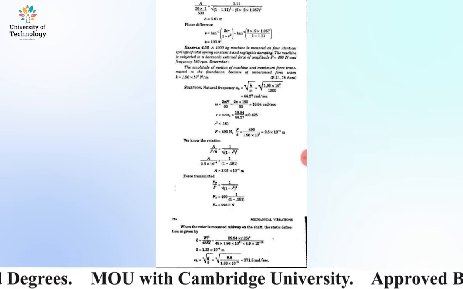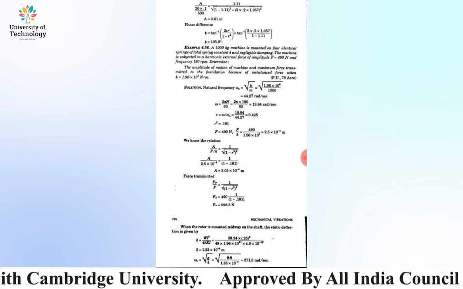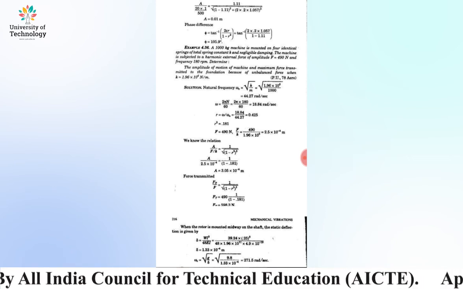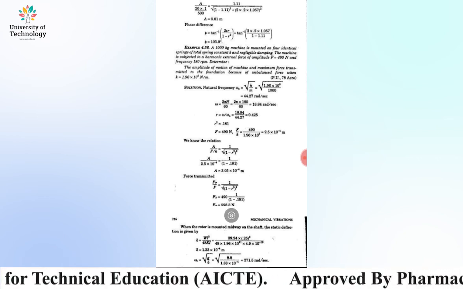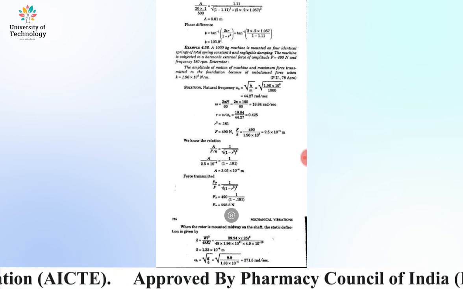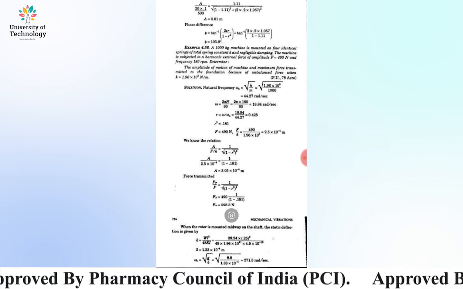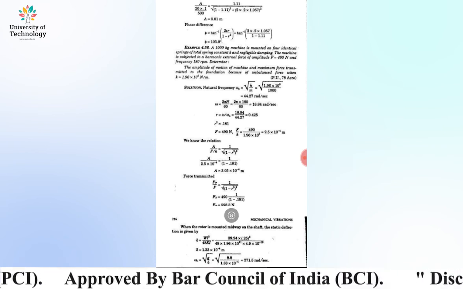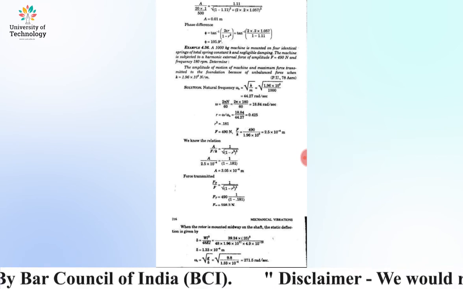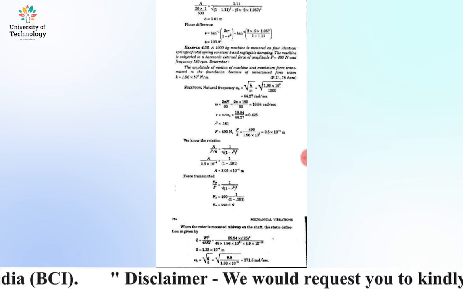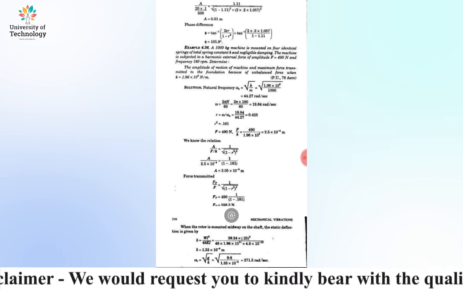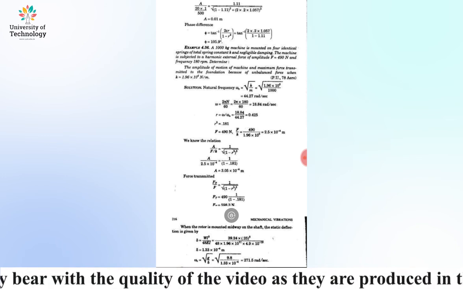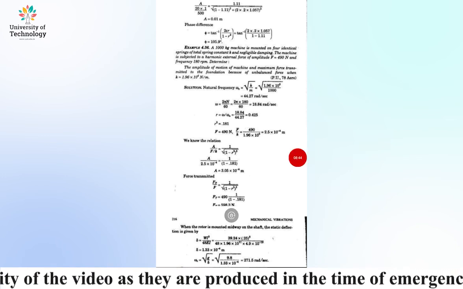We know the relation: amplitude upon F by K is equal to 1 upon (1 minus r square). By putting the values of A, F, K and r, we get the value of amplitude. Here the amplitude we have to find, that is equal to 3.05 × 10^-4 meter.